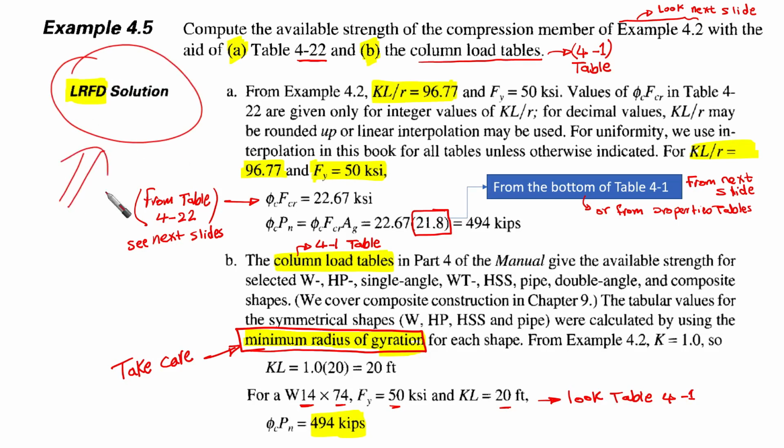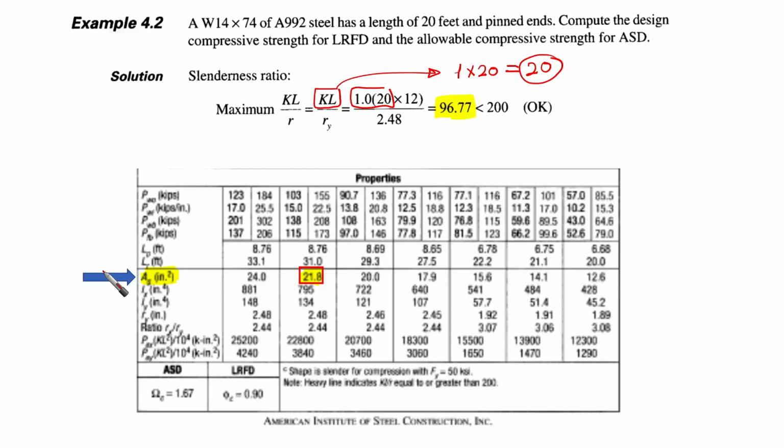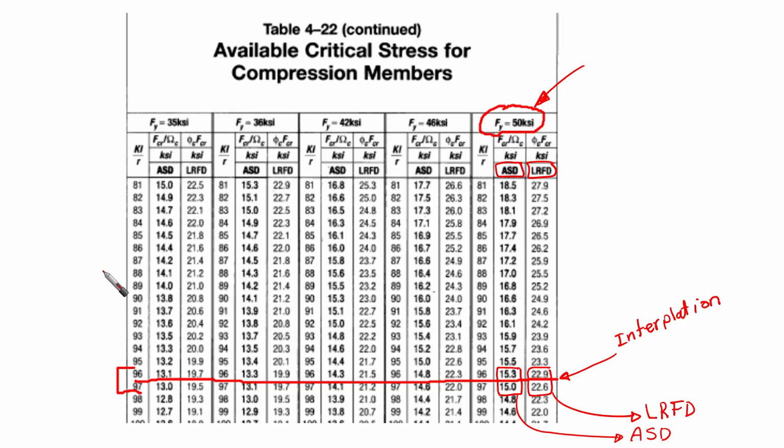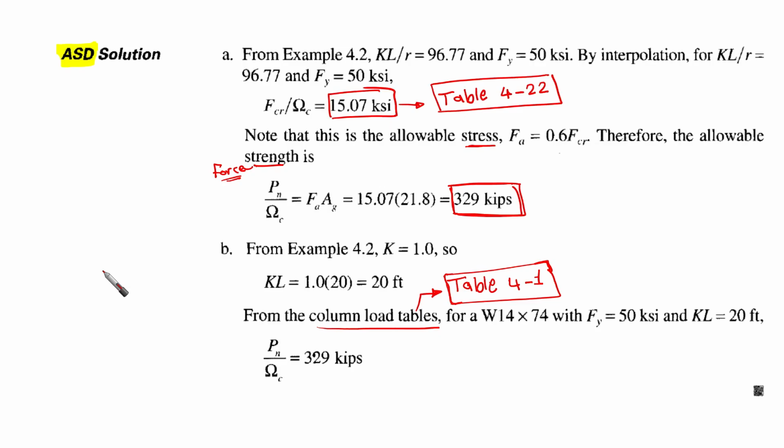So now this is the LRFD solution. Now let's jump into the other solution, which is ASD. You are going to find it also very simple and straightforward, as we have explained for the LRFD. Again, for A and B, we are going to use table 4-22 here, and we are going to use table 4-1.